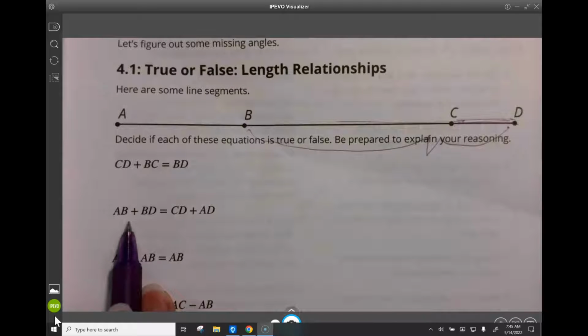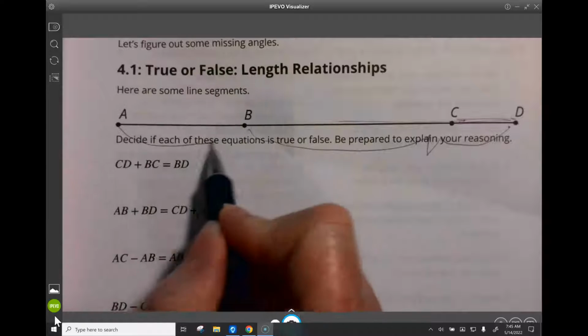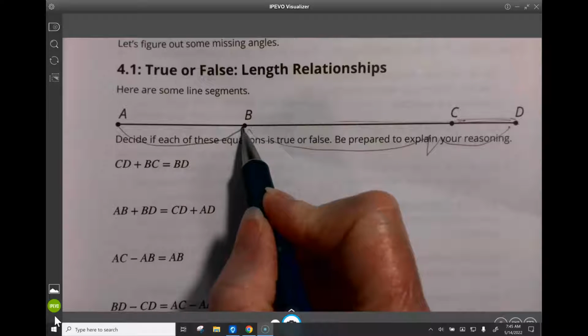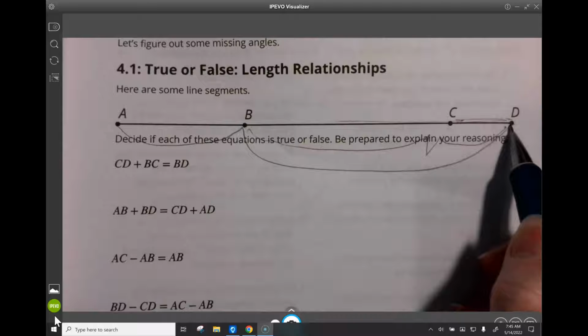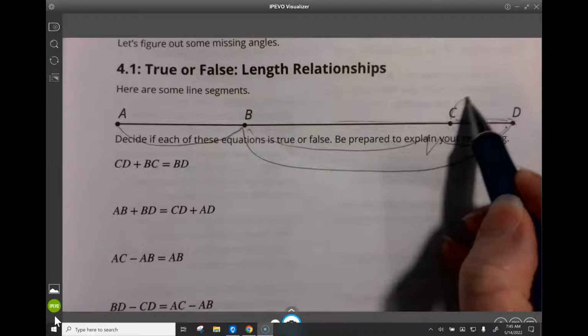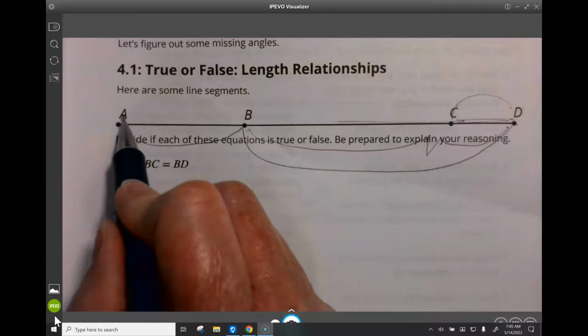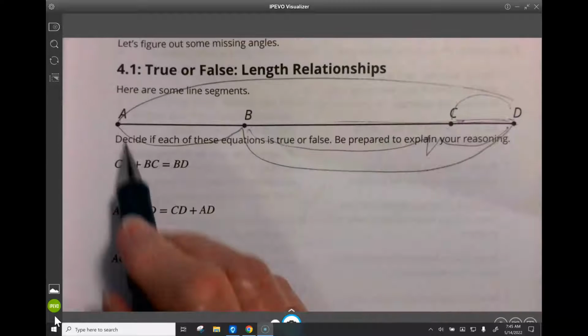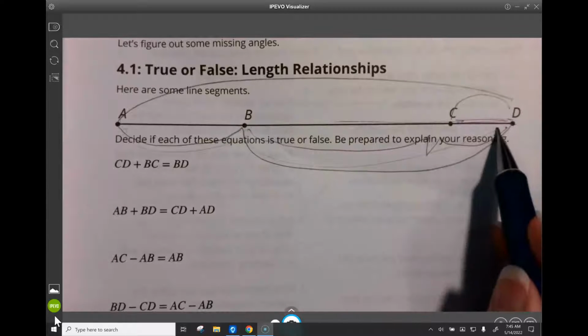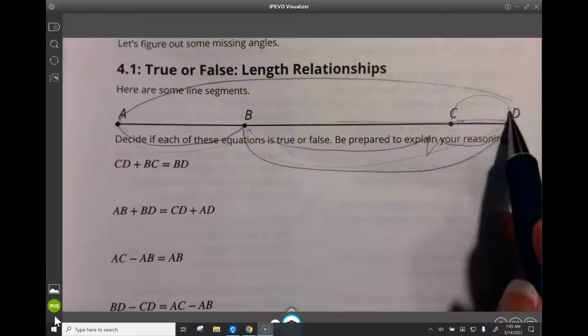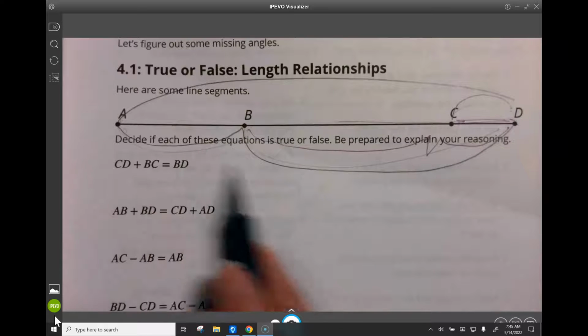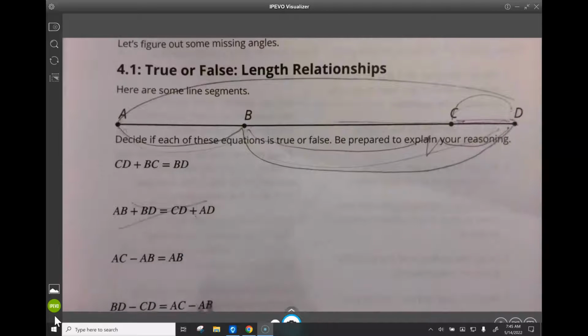Now this one says AB plus BD is equal to CD plus AD. So is this one, adding those two segments, the same as adding the entire thing plus this little segment? No, because this is the entire thing, so that one doesn't work.